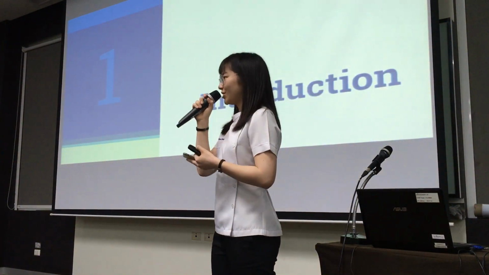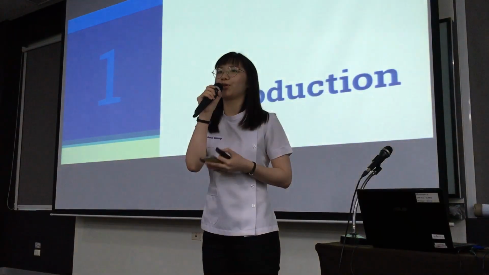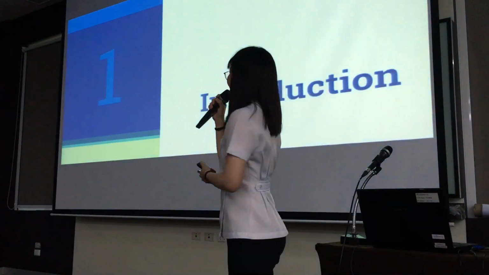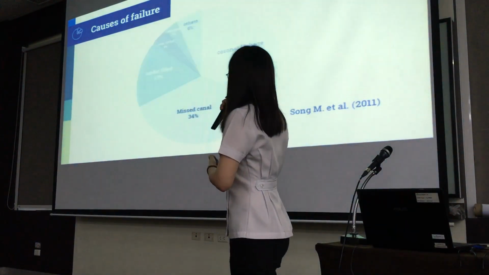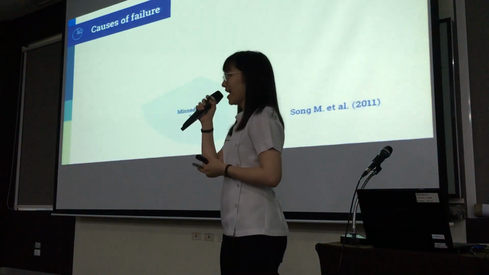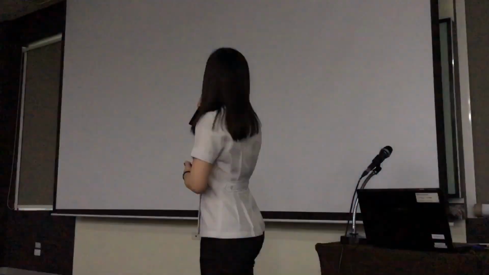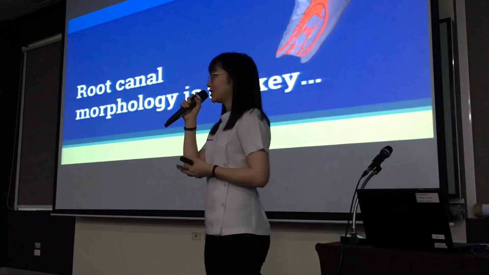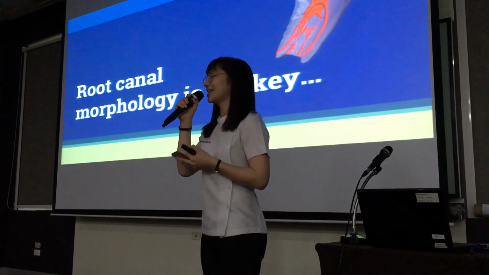The purpose of endodontic treatment is to prevent and to treat apical periodontitis by eliminating bacteria in the root canal. A previous study reported that one-third of the causes of endodontic failure is a missed, uncleaned canal, especially the MB2 canal in the upper first molar. So, the study of root canal morphology is very important to increase the success rate of endodontic treatment.